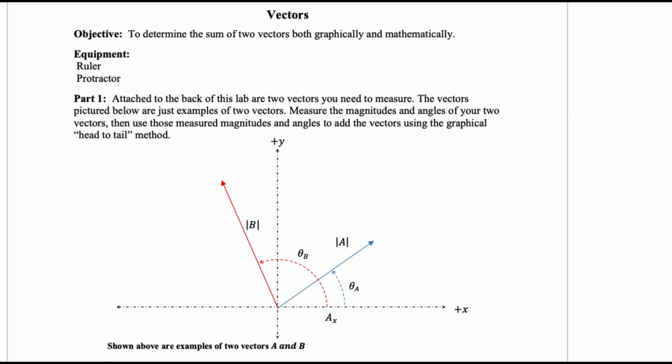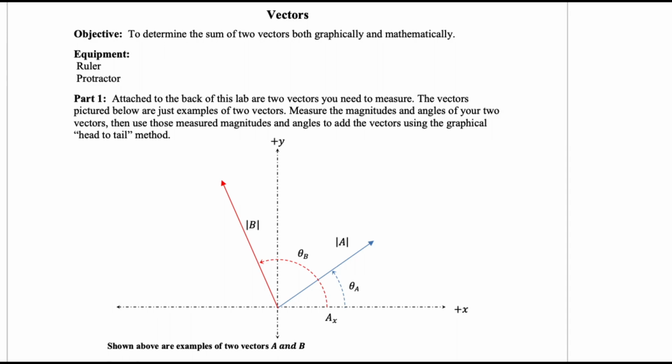In this lab, we're going to determine the sum of two vectors graphically and mathematically. We're going to use both the head-to-tail method and the component addition method. The first part's about the head-to-tail method.